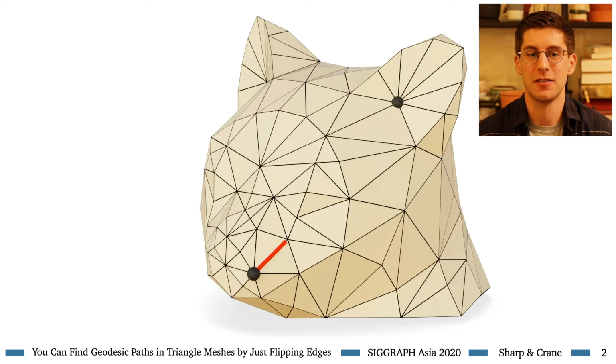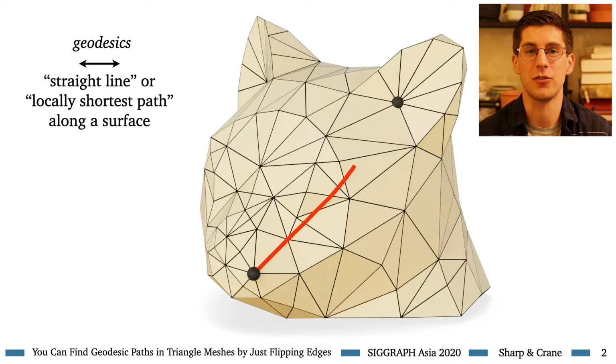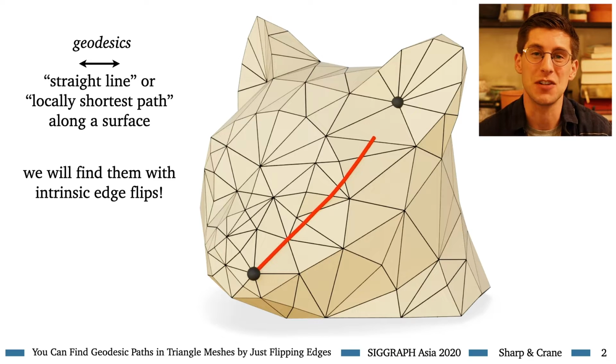Geodesics are paths along a surface, which are straightest or locally shortest curves across a shape. These paths are widely useful for modeling, mesh generation, analysis, and more. In this work, we discovered that a simple edge flipping strategy can be used to compute these geodesic paths.